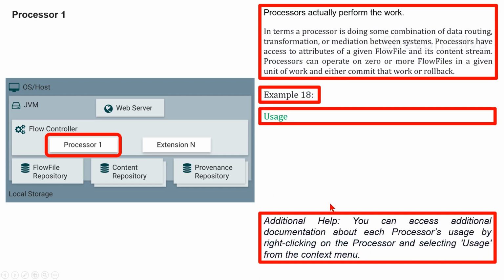Now we are considering additional help. You can access additional documentation about each processor's usage by right-clicking the processor and selecting usage from the context menu. Alternatively, select help from the global menu in the top right corner of the UI to display the help page with all documentation, including usage documentation for all processors that are available. Click on the desired processor to view usage documentation.